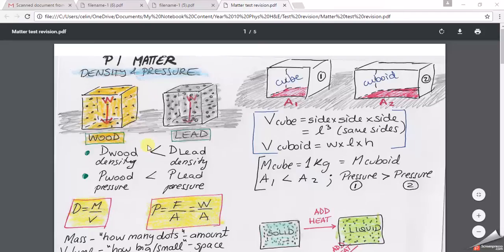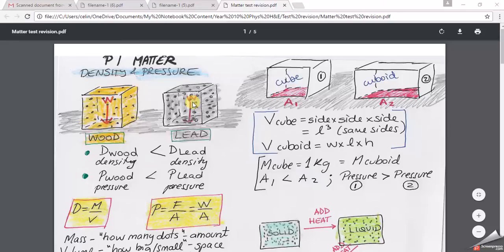In this situation, I'm looking at lead. I see there are a lot of dots there. That means there are a lot of particles in that cube. Lead must have a bigger mass than wood has. That means density for lead is mass over volume, compared to the one for wood, mass over volume, which makes the density of lead much higher than the density of wood. Now, if it has a higher density, that means it's a heavier object. That means the cube on the right will be heavier than the cube on the left.